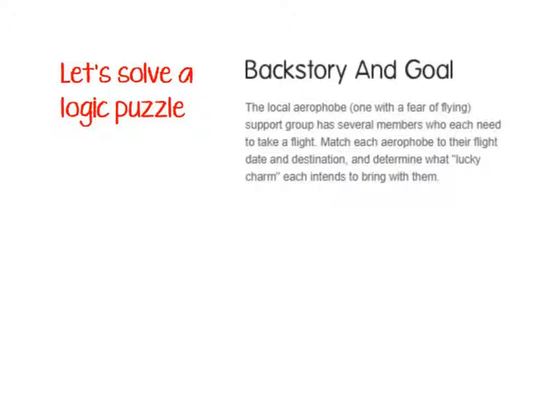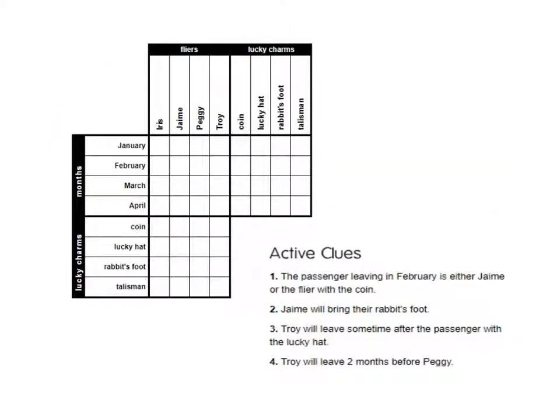All right, so here's how these work. You have all this information given to you, and you're supposed to kind of break it down and get all the details. So on this one, the local aerophobe support group has several members who each need to take a flight. Match each aerophobe to their flight date and destination and determine what lucky charm each intends to bring with them. All right. So here's what I've got. We kind of make up a grid, and we'll always give you the grid so you don't have to create this. But they give you some clues, and you're supposed to figure out who goes with what.